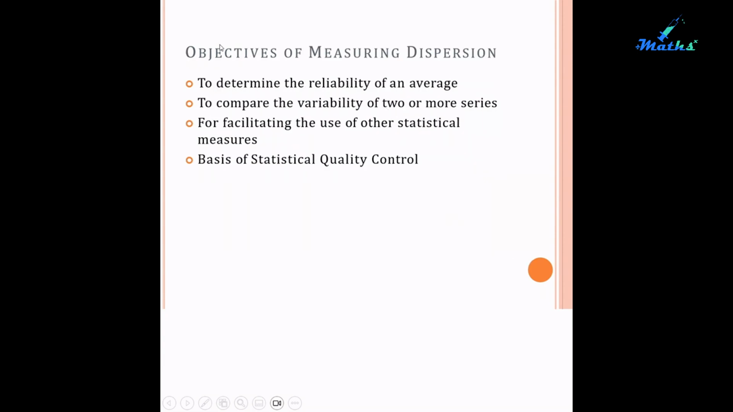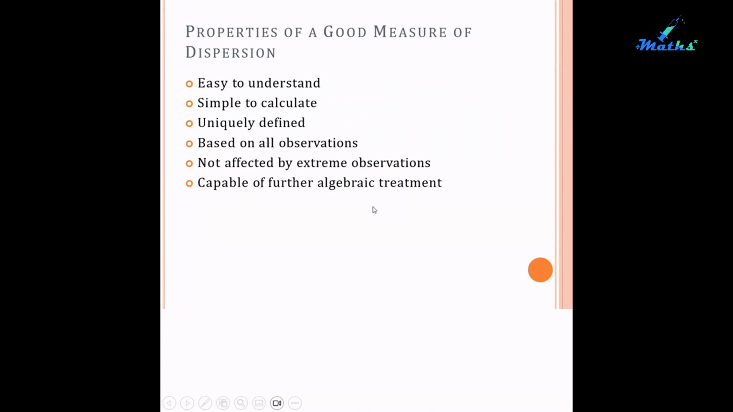And what is the objective of measuring dispersion? It is used to determine the reliability of an average and also to compare the variability of two or more series, for facilitating the use of other statistical measures, and also the last is as the basis of statistical quality control.